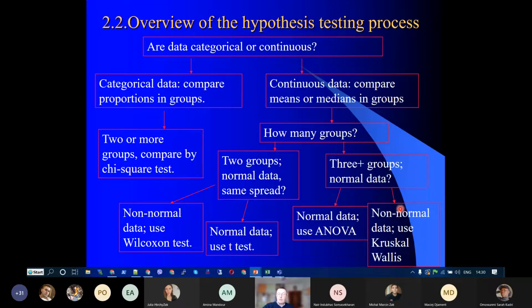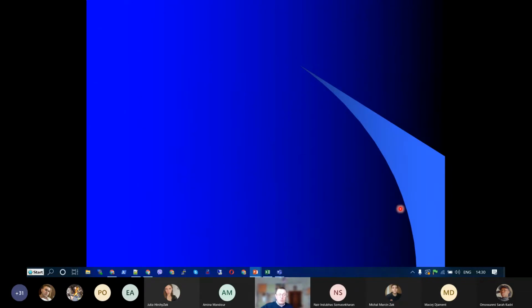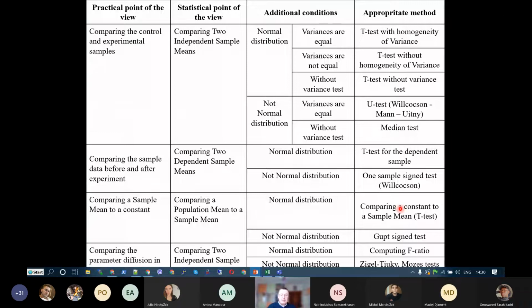All the things I show are only examples, not a complete guide. The complete guide is given in various statistical textbooks, and a simplified version is presented here in this table, with 4 classes. In the practical class material, I provide an extended version of this table with 6 classes of tasks.